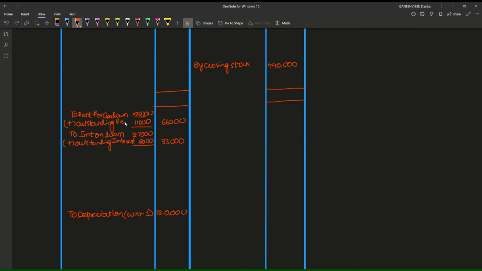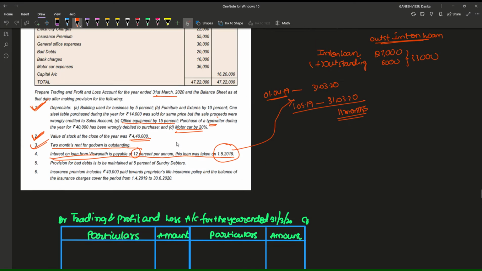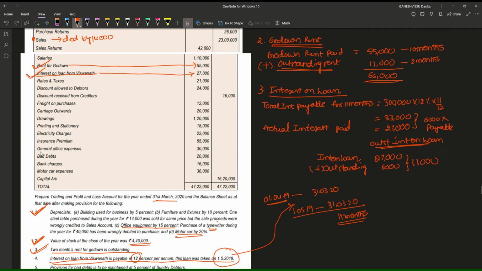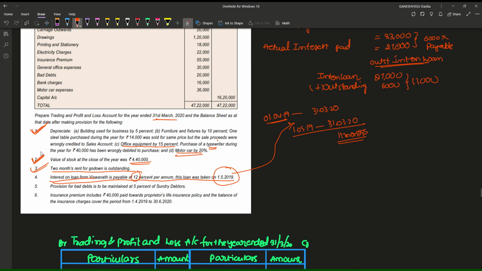Outstanding rent also we can write it here. To outstanding rent 66,000 total here, and here there is a total value of 33,000. That means we have taken this interest on loan from Vishwanath also, right? Now let us go through the next adjustment. Very simple adjustments these are. Okay, interest on loan completed. Fourth adjustment, incorporation also been completed.